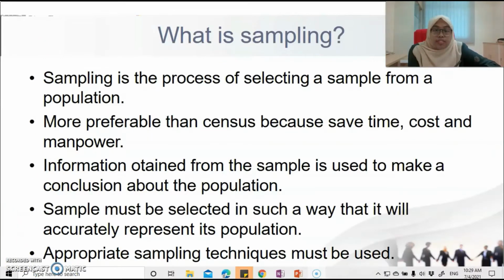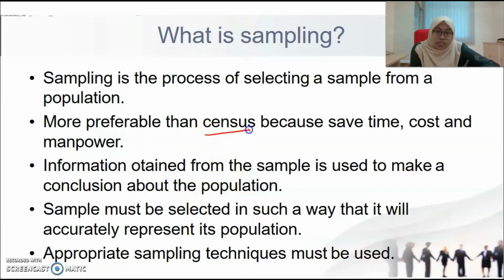Okay, what is sampling? Sampling is the process of selecting a sample from a population. So if you have a very large population, you must just get a sample. To get that sample, you must conduct the sampling process. It is more preferable than census because it saves time, cost and manpower. Because for census, we must conduct the research for the whole population.